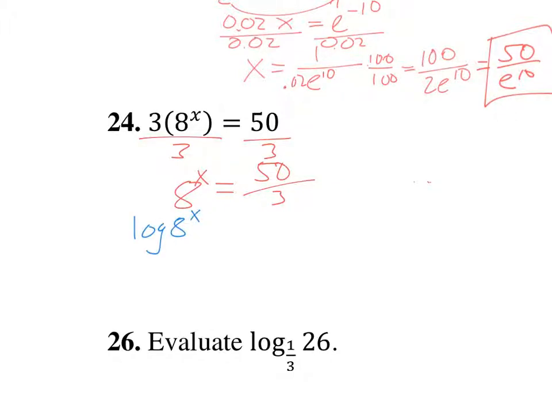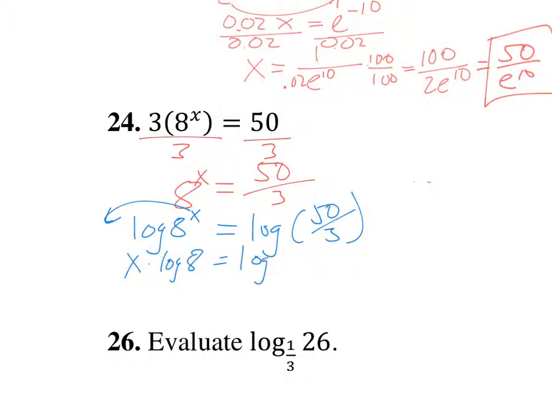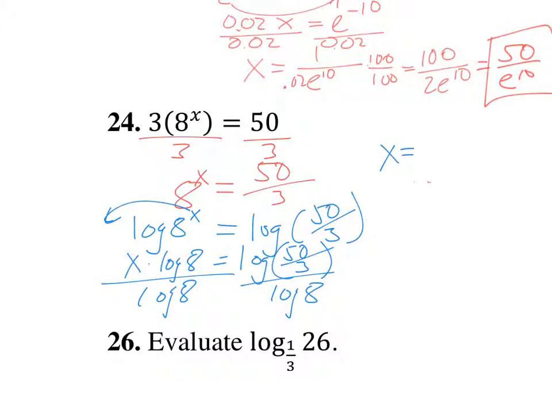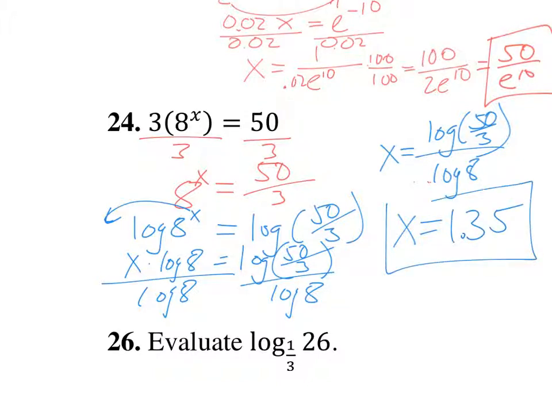Log of 8 to the x equals log of 50/3. Bring the x down, and x times the log of 8 equals the log of 50/3. Divide by log of 8. If you went the other way that we were starting out there, you just have to use the change of base, which would end up with the same thing, log of 50/3 divided by log of 8. And you can use your calculator for that. Watch out with your parentheses there. And we end up with 1.35 approximately.